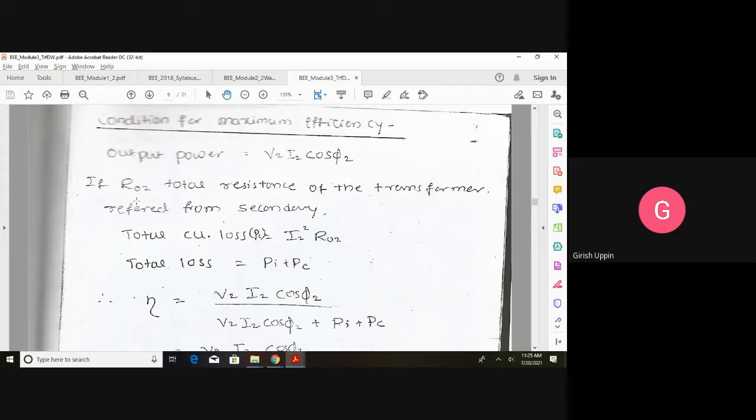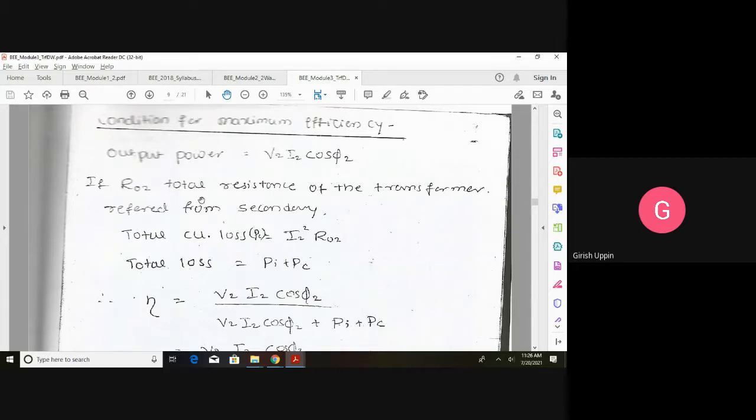Now, the total resistance of the transformer referred from the secondary. Every transformer has a resistance, because we are using copper winding. Even though the resistance is very, very small, we have the resistance of the primary winding and the resistance of the secondary winding. Either we can take them separately, or we can refer it to the secondary side and find the total resistance of the transformer. So R02 is the resistance of the transformer with respect to the secondary side, because we are dealing with the output, we are taking the resistance with respect to the secondary winding.